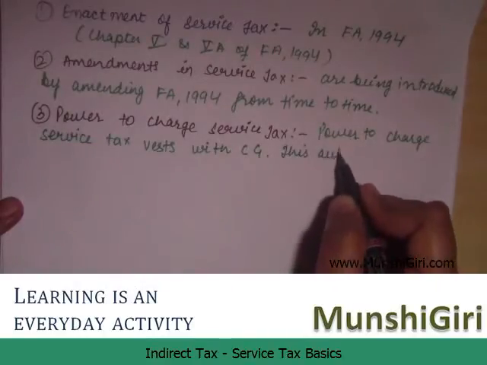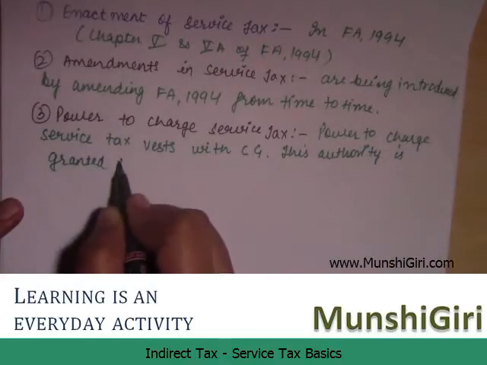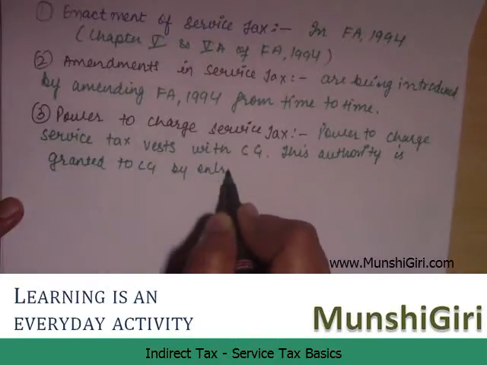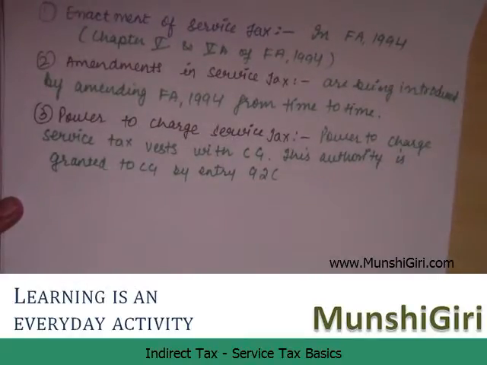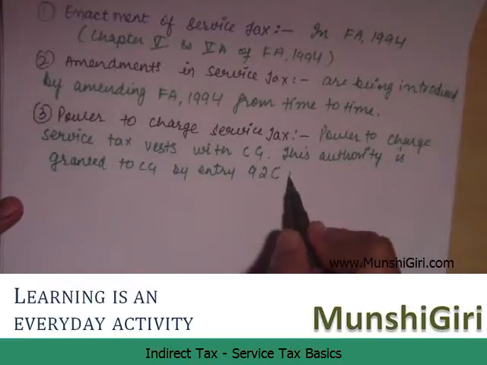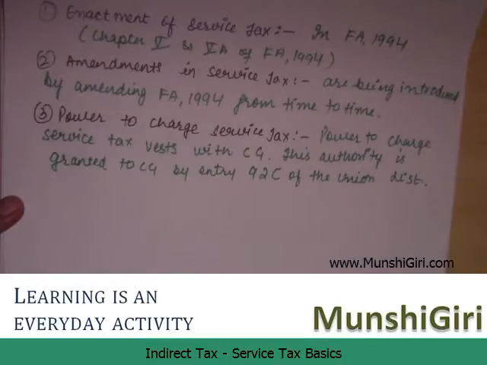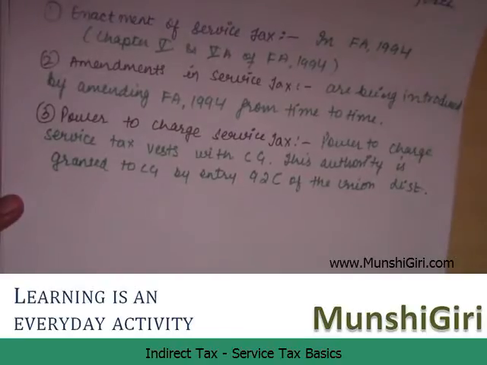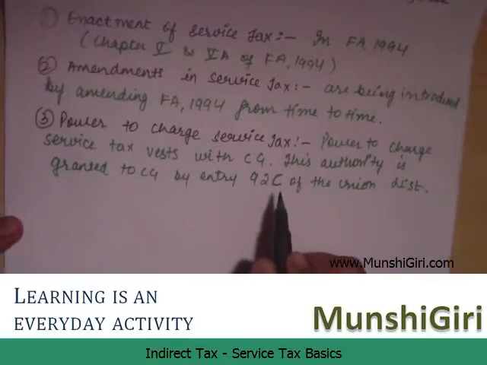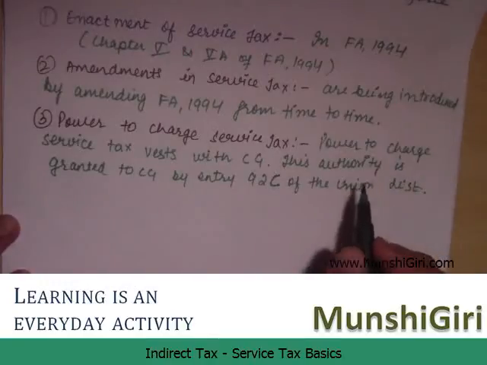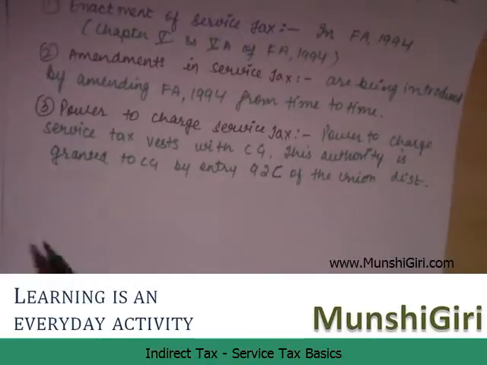And this authority is granted to CG by entry 92C of the union list. Now this entry 92C is yet to be made effective. Currently service tax is charged under the residuary entry 97 of the union list.